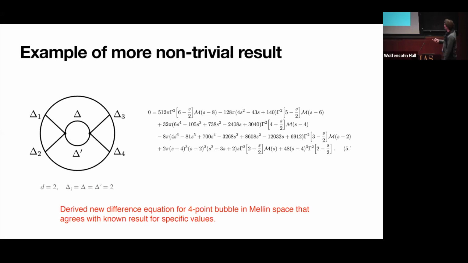And the point here is that we derived a difference equation. The 4-point bubble is not generically known. It's known in this specific case where all the Deltas equal 2 and d equals 2, but it's not a generically known function. So we were able to derive the difference equation of a function we don't actually know. What we did is check that the known function obeys the difference equation. This is what the difference equation reduces to when you set these values, and we checked that it was valid. That should give you confidence that the strategy that I'm going to describe to you is actually correct.